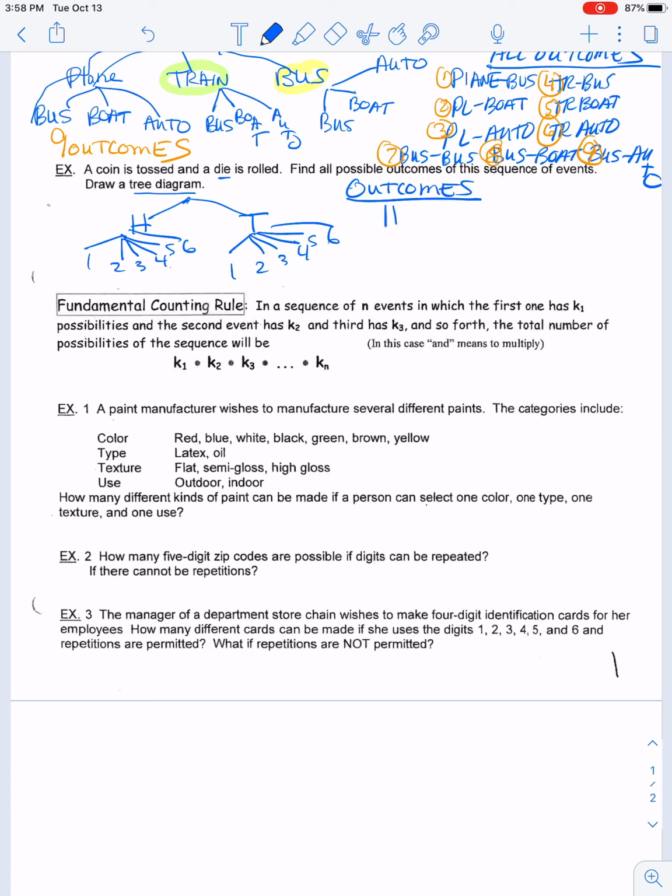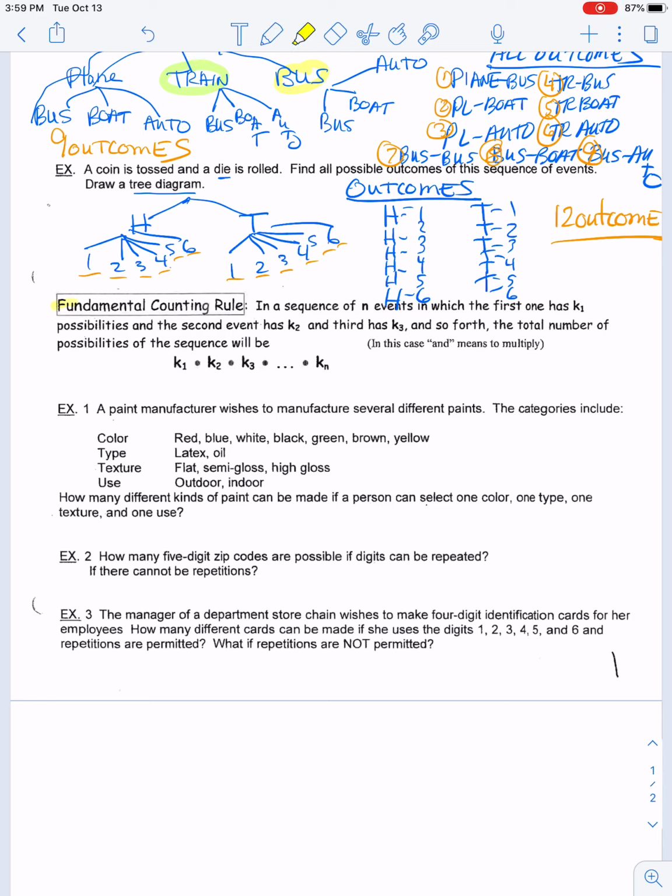Okay, so then if we were to list our outcomes, we would do a heads, 1, 2, 3, 4, 5, 6, or tails, 1, 2, 3, 4, 5, 6. And then if you were to count those up, you would find that we do in fact have 12 outcomes. You can also go across the bottom where your tree diagram ends, and you would count to 12, and you would have 12 outcomes at that point.